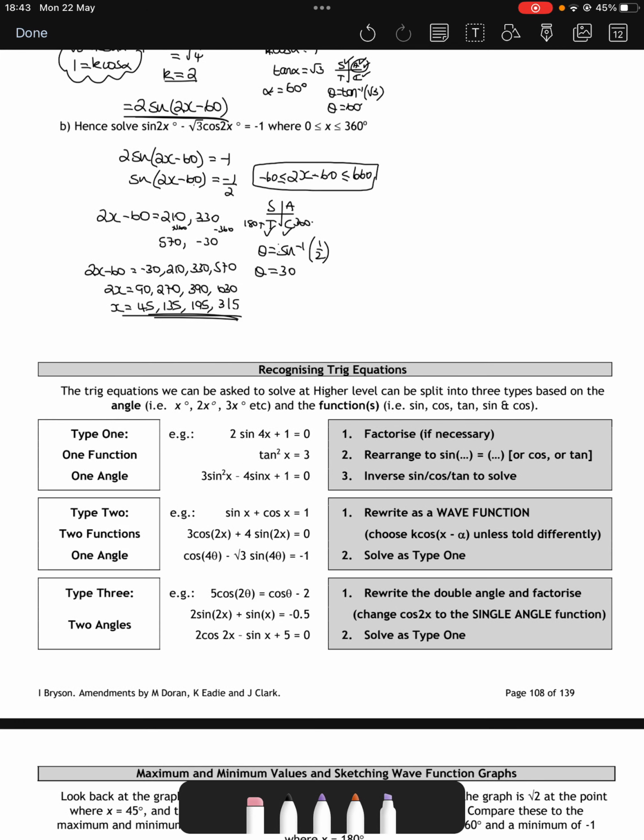Now this has just got a wee bit about recognising trig functions. Most of the time it's type 1, which involves you changing your boundary. So following wave function, we're kind of looking for that. That's sort of type 1, as I call it: wave function, and then bringing in type 1, change your boundary, work your way through it.